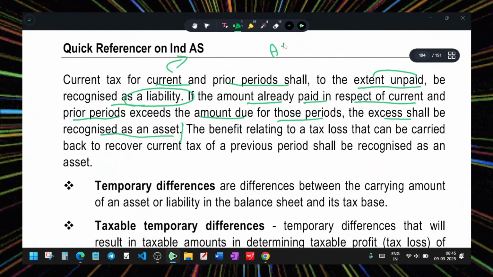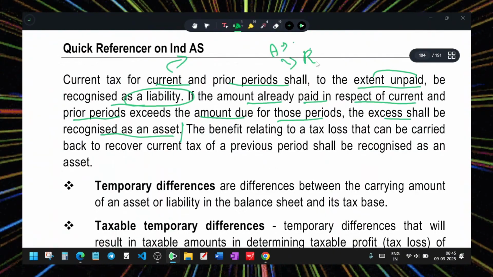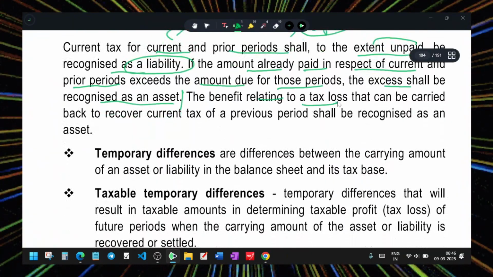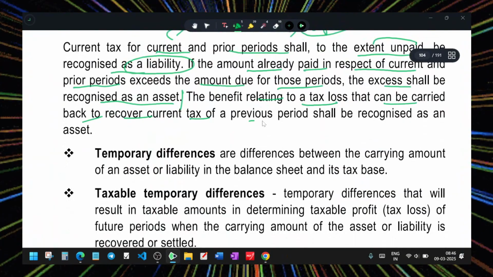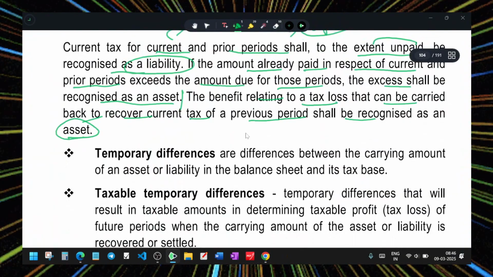Sir, advance tax is 1 lakh. I paid 1.1 lakhs. 10,000 I paid extra. So I will get a refund, right? Then it is an asset for me right now. Good. The benefit relating to a tax loss that can be carried back to recover current tax of a previous period shall be recognized as an asset.